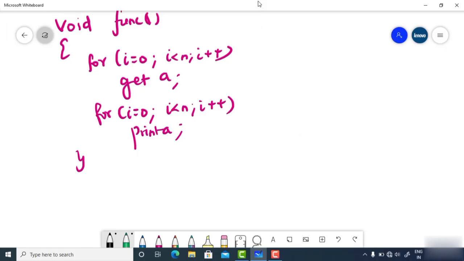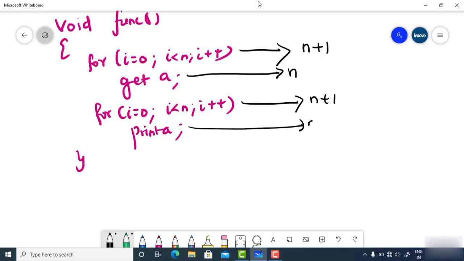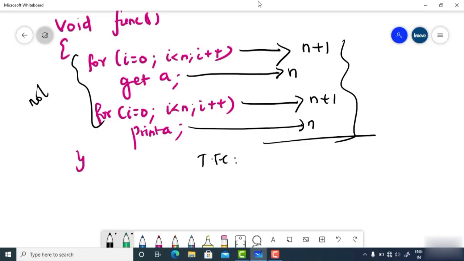Okay, wait. All right. This statement will take n plus 1 times. You know that, right? So n minus 0 plus 1, n plus 1 times. Everything inside that loop will take n times. This loop will take again n plus 1 times. Everything inside the loop will take n times. What is the total frequency count? You just have to add all these, right? Understand, these two are separate for loops. Okay, they are not nested. Okay, they are not nested.